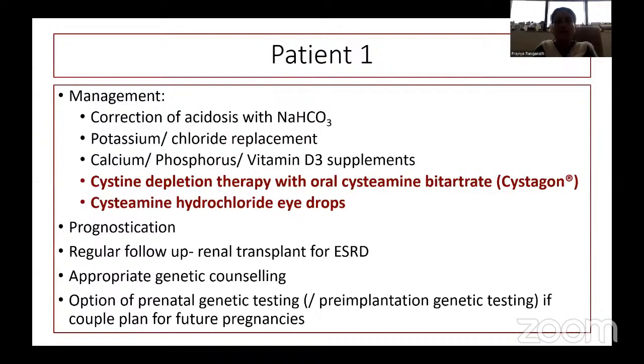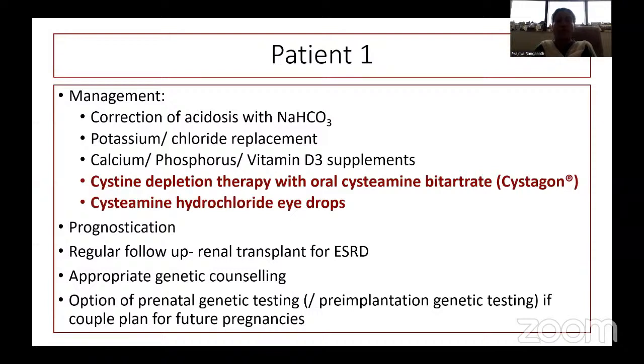And we also have cysteamine hydrochloride eye drops available. Though they're not really marketed in India, they can be imported, and there are agencies available which help with this process. And Cystagon is not very expensive. It is fairly affordable. So that was what was done for this patient. The cysteamine therapy was initiated and the child is under follow-up.